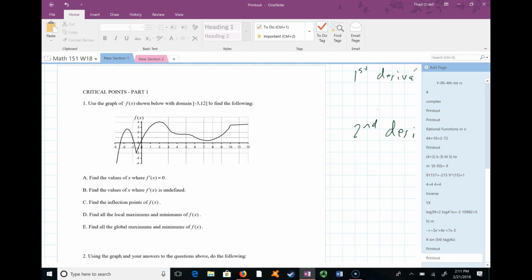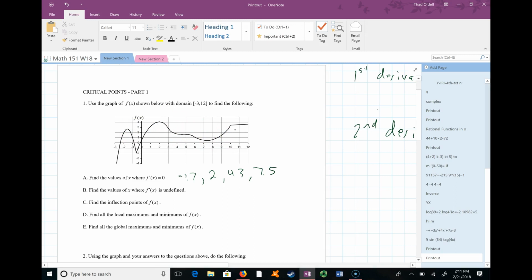Looks like there's a flat spot right there, flat spot right there, another flat spot in there somewhere, and a flat spot right there. And this one is actually a slight incline. It's not a flat spot. So where's f prime of x equal to 0? That looks like at about negative 1.7, and 2, and about 4.3, and about 7.5. Let's erase those so they don't keep bugging us.